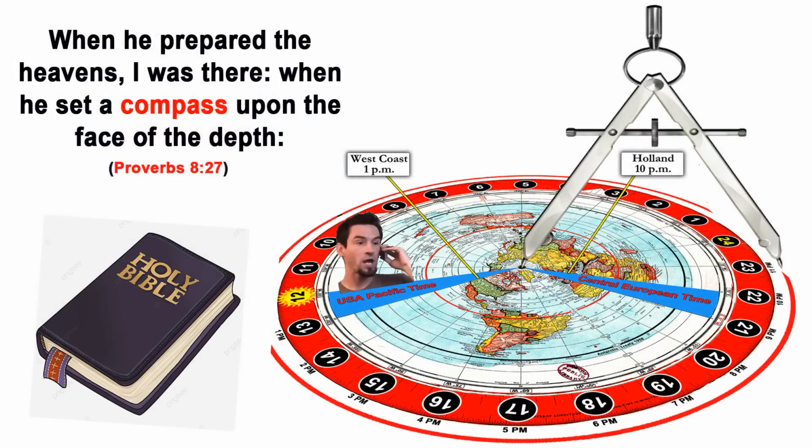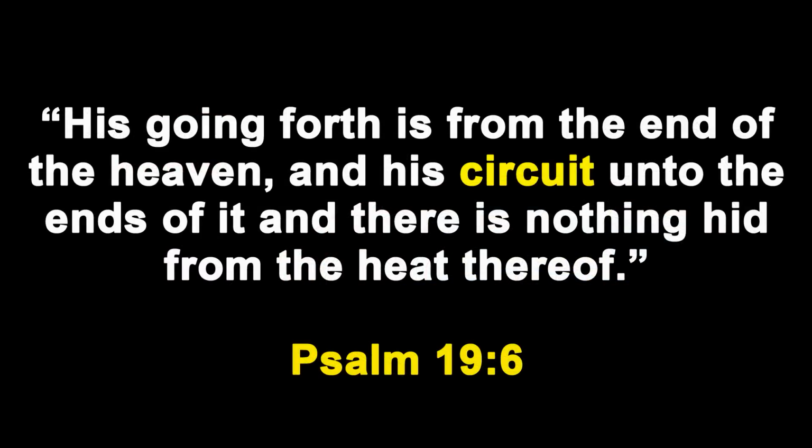The Bible also states that the world has a circular shape when it says in Proverbs 8:27, "When he prepared the heavens, I was there, and he set a compass upon the face of the deep." Proverbs 8:27. This is also what scriptures say. "His going forth is from the end of the heaven, and his circuit unto the ends of it. There is nothing hid from the heat thereof." This is talking about the sun, describing the sun as having a circuit over the face of the earth.